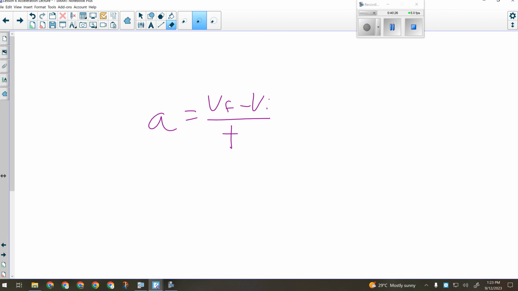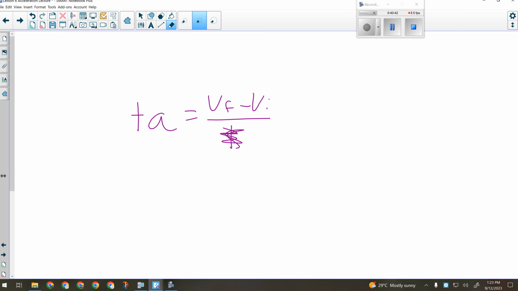What if I want to solve for VI? What should I move first? Time. I should still move time first, okay? It's not attached to VI, right? So I've multiplied both sides by time.